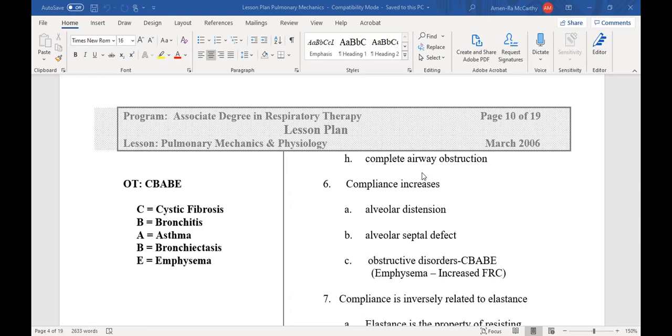We're on the next lesson, RT 210D, pulmonary mechanics.